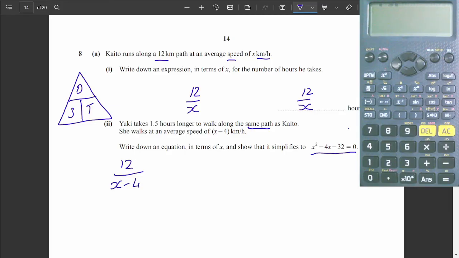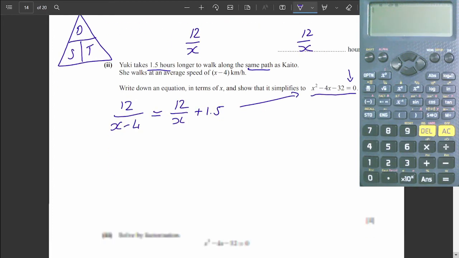Okay, we need to write an equation. So we need to put an equal in there. So Yuki's time will be the same as Kaito's time, but 1.5 hours longer. So we can add 1.5 to that. Right, now we need to somehow go from here to there.